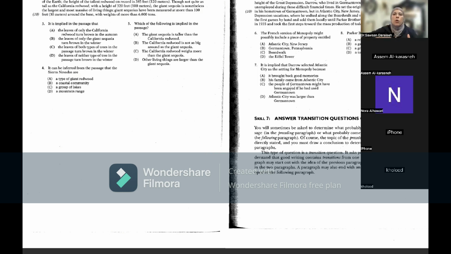All right. So transition means we are going to move from one section to another, one idea to another. We might be talking about, like last time, stories or myths. In the previous text, we talked about a myth.